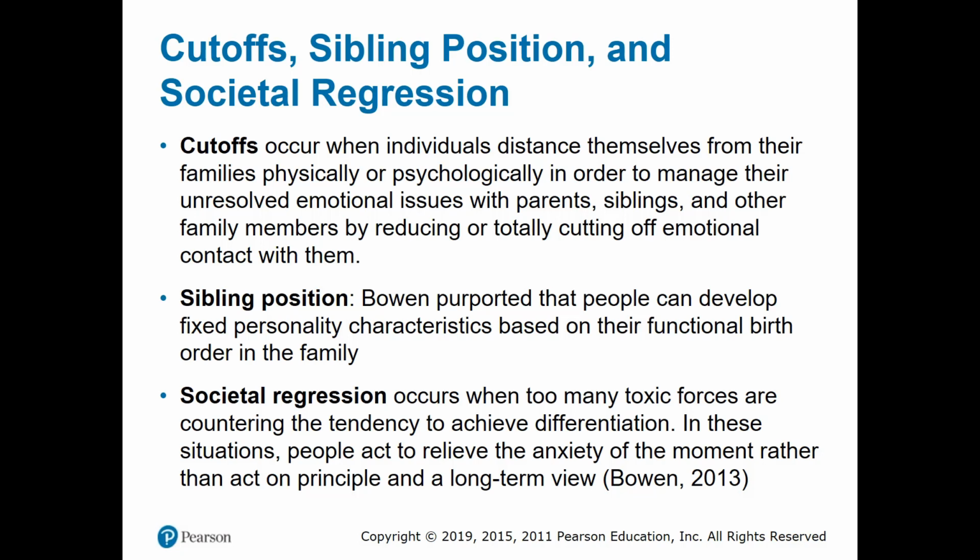Sibling position. Bowen purported that people can develop fixed personality characteristics based on their functional birth order in the family. Societal regression occurs when too many toxic forces are countering the tendency to achieve differentiation. In this situation, people act to relieve the anxiety of the moment rather than act on principle in the long-term view.